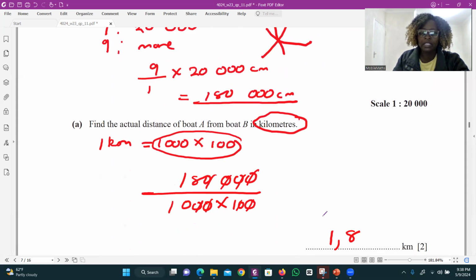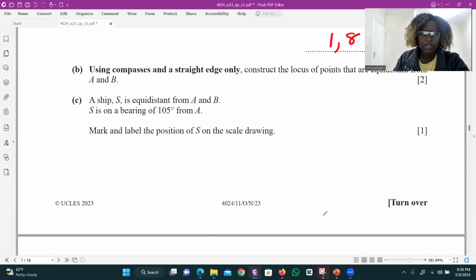Okay, fine. Let's move on. Now they are saying a ship S is equidistant from A and B. So basically it means it's on the line that we just constructed here, okay? S is on a bearing 105 from A. Mark and label the position of S on the scale drawing.